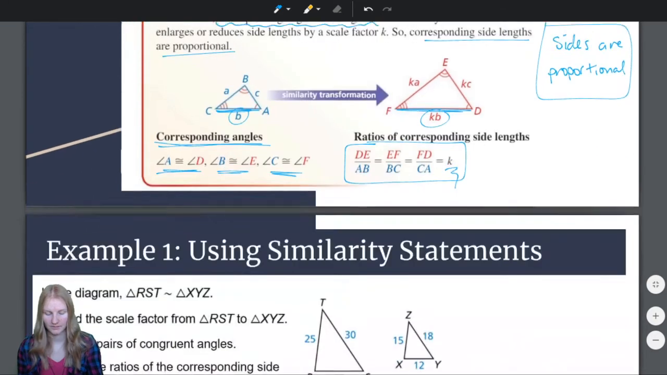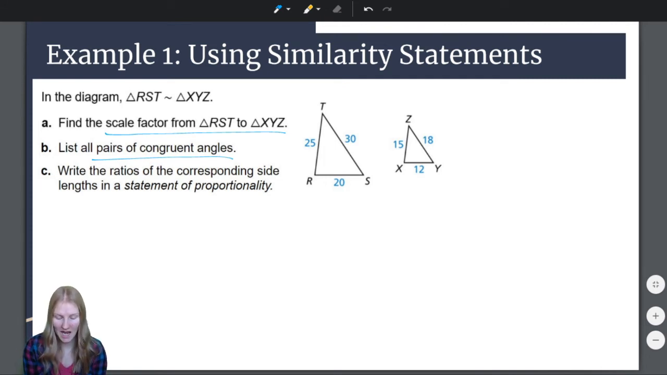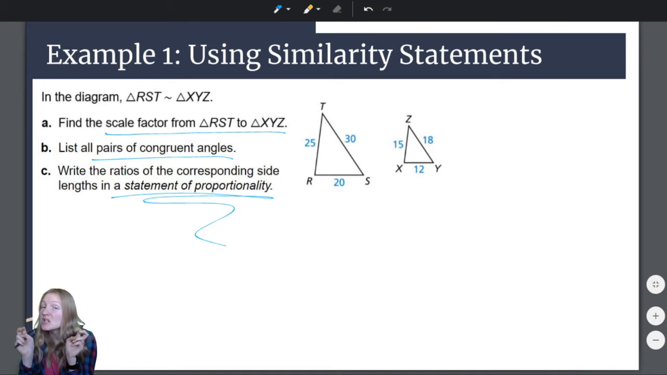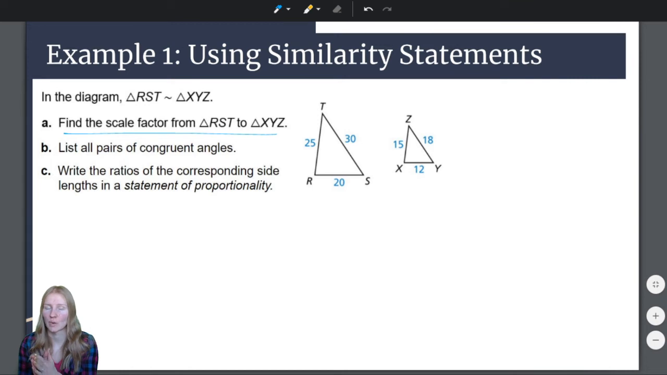All right. We're going to jump into our first example. There are 3 parts to this example. First, find the scale factor. Second, list all pairs of congruent angles. And lastly, write the ratios of the corresponding side lengths in a statement of proportionality. So, let's start with part A. Find the scale factor from triangle RST to triangle XYZ.